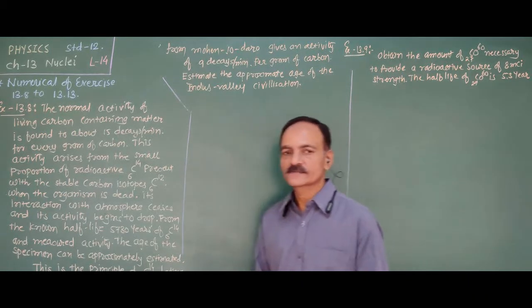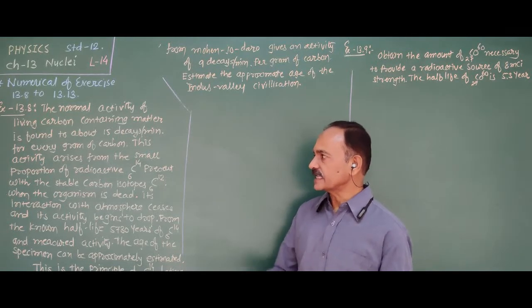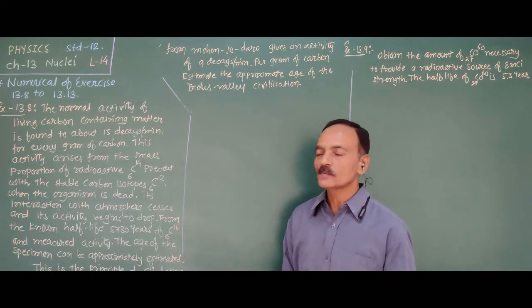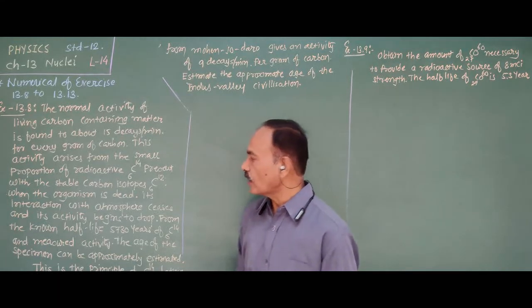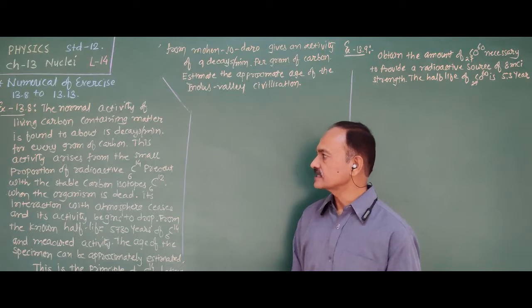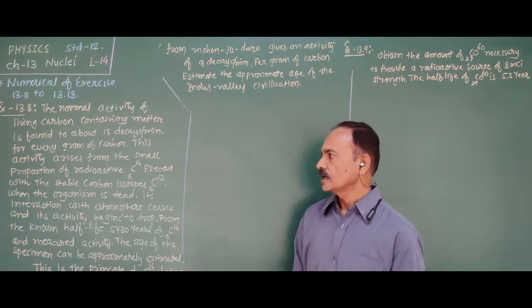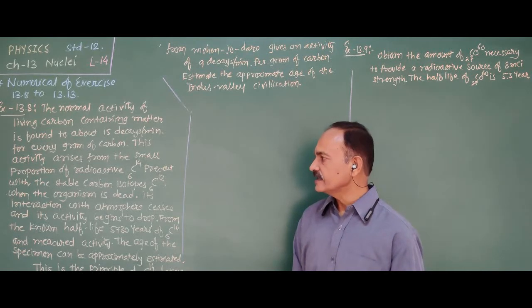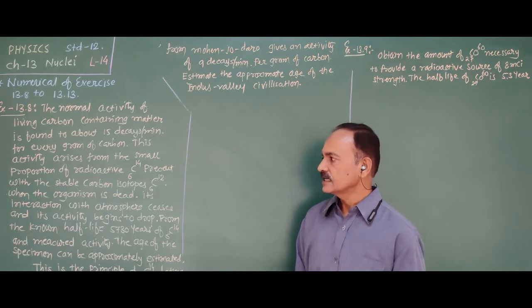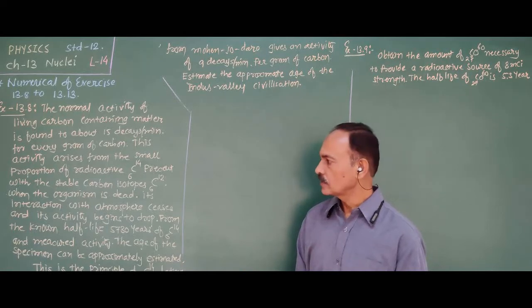Now in 13.8, the normal activity of living carbon-containing matter is found to be about 15 decays per minute for every gram of carbon. This activity arises from the small proportion of radioactive carbon C-14 present with the stable carbon isotope C-12. When the organism is dead, its interaction with the atmosphere ceases and its activity begins to decay.